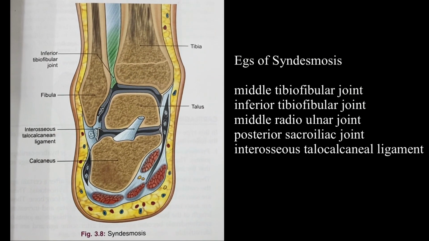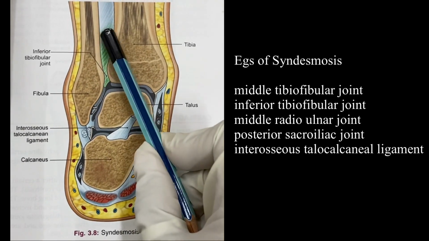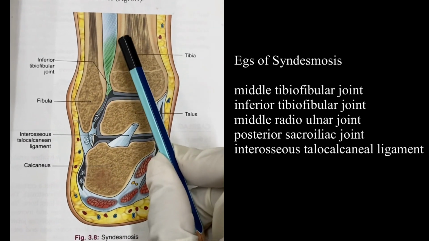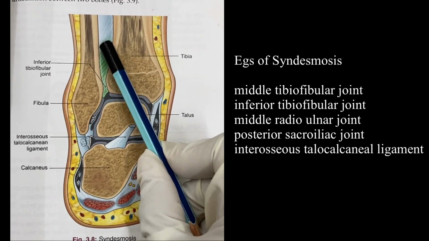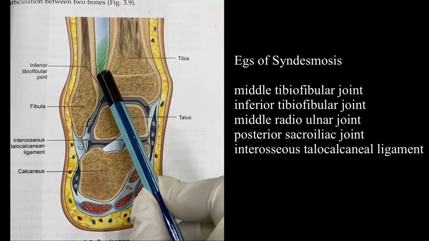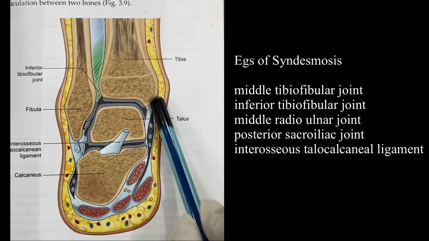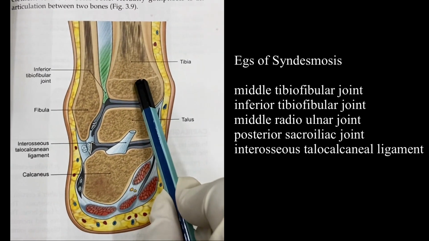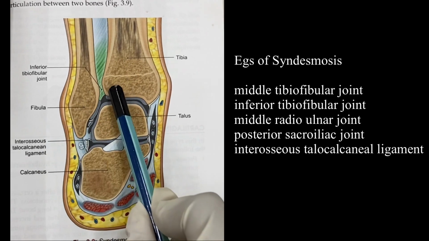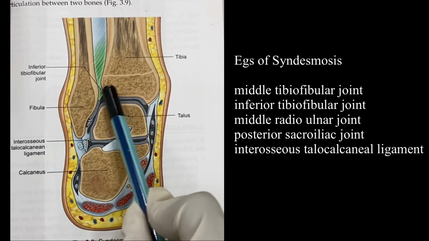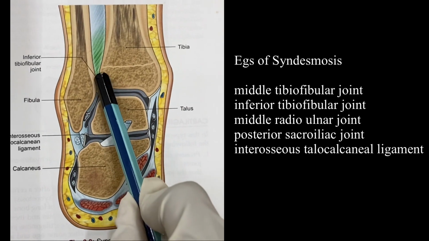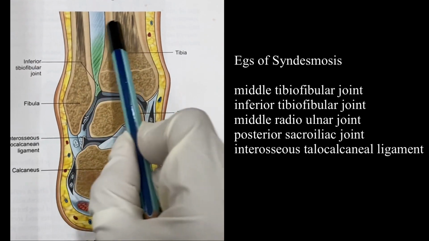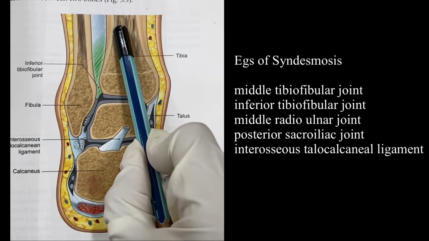In the syndesmosis type of fibrous joint, there is a presence of an interosseous ligament. Interosseous means between the two bones, there is a presence of one ligament which is known as the interosseous ligament. For example, you can see this is the lower end of the ankle joint, the lower part of the leg. So this is the lower end of the tibia, this is the lower end of the fibula. So here there is a presence of the inferior tibiofibular joint, and you can see that there is a presence of an interosseous ligament. So the inferior tibiofibular joint as well as the middle tibiofibular joint are examples of syndesmosis.